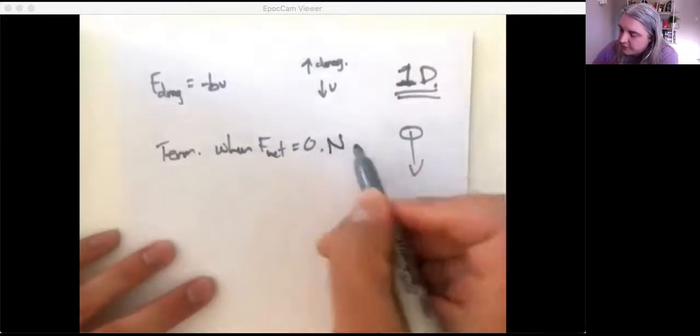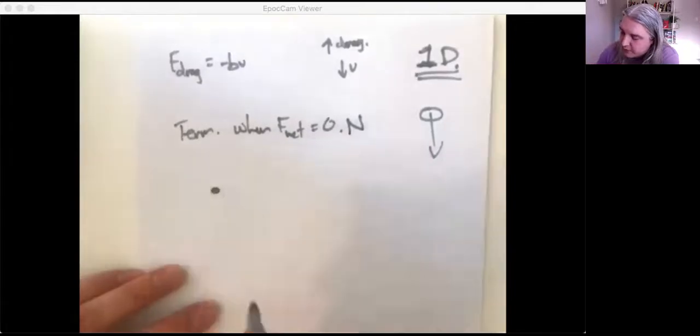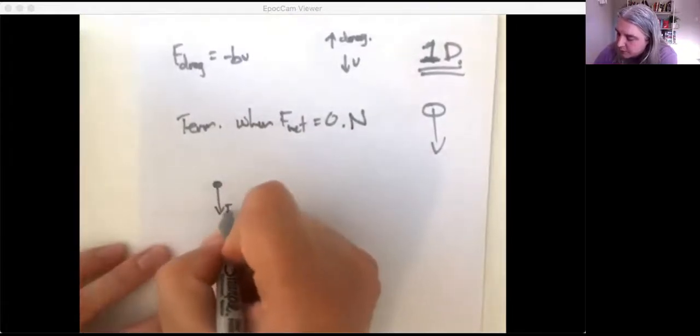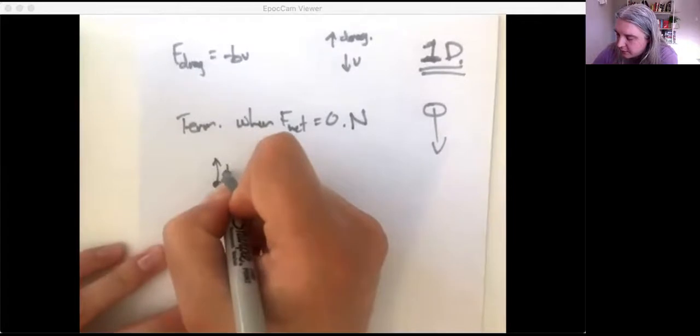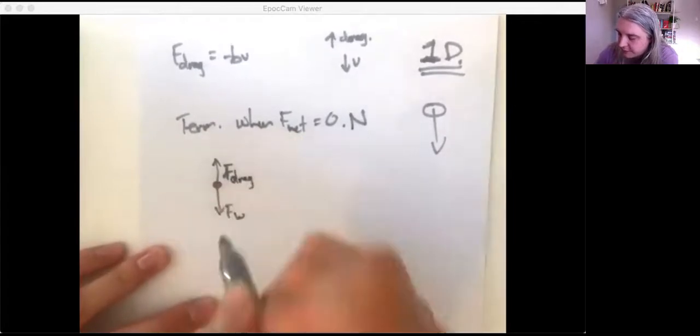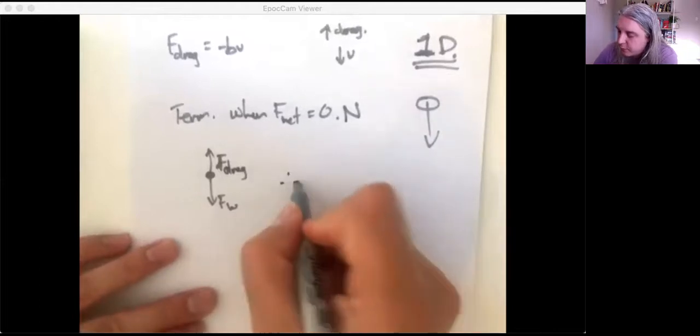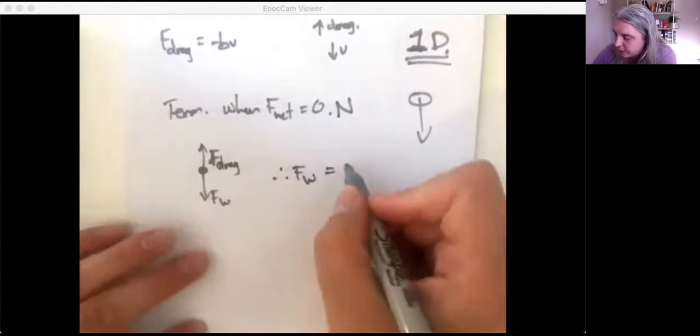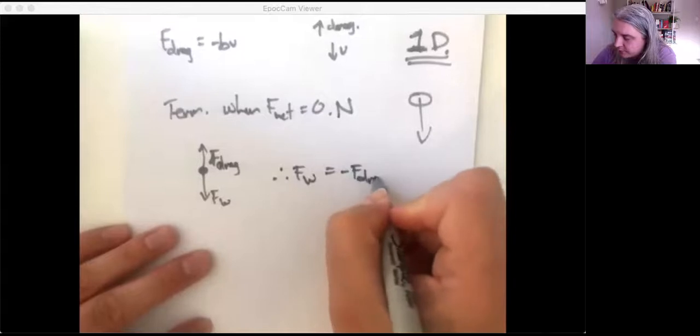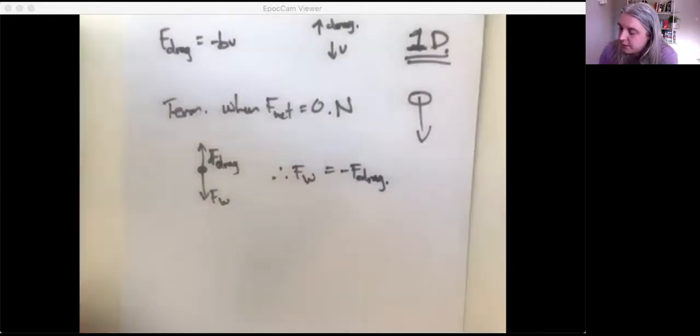So net force is equal to 0. What are the forces acting on our diver? We have a weight force and we have a drag force. That is it. F weight and F drag. They're equal and opposite in order to give a net force of 0. Therefore, the weight force is equal to negative the drag force. That's our answer for the net force.